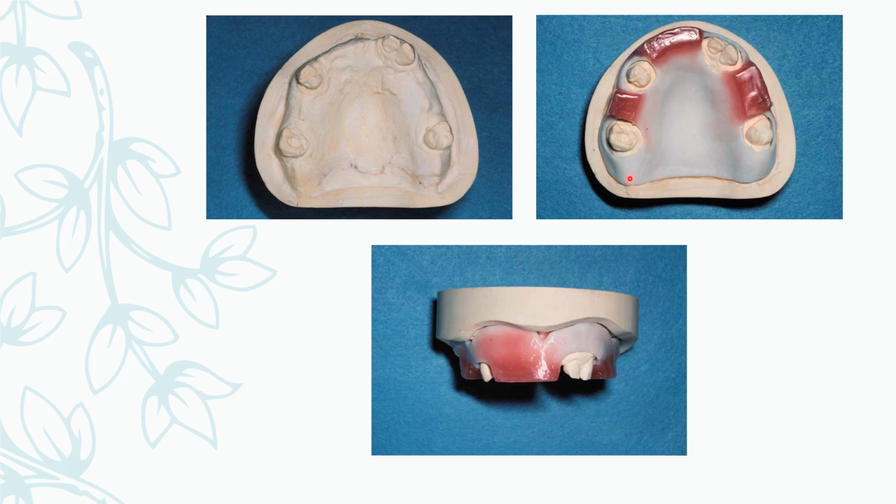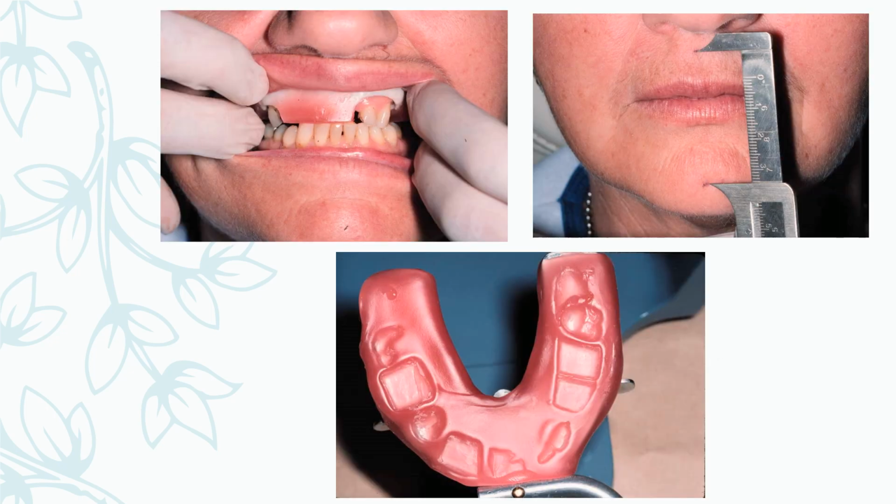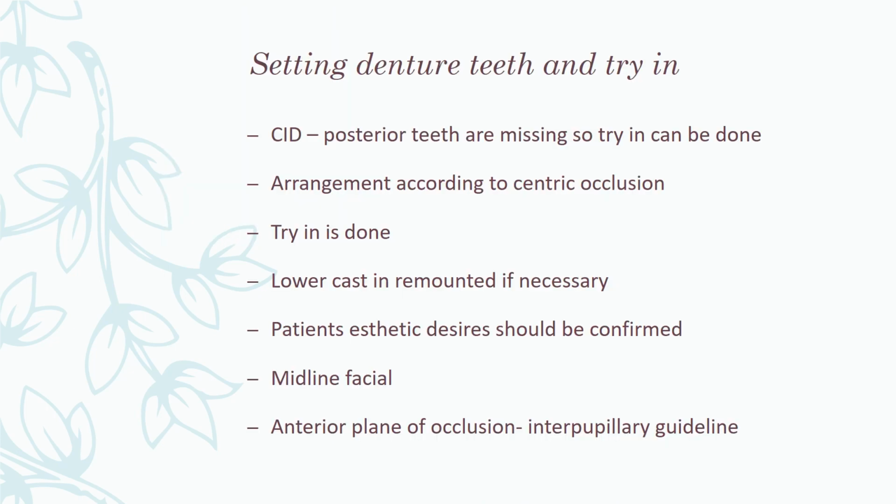There are record bases, there are occlusal rims. So that's how it looks. Now he's just putting it in the mouth, establishing the VDR, checking it, establishing VDO, taking a bite. So that is the jaw relation.